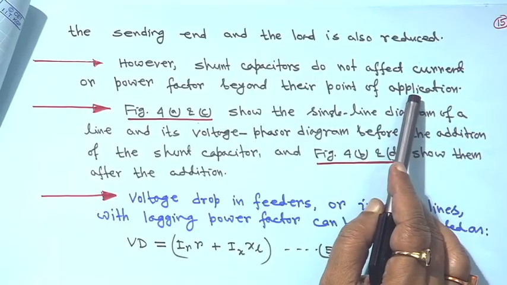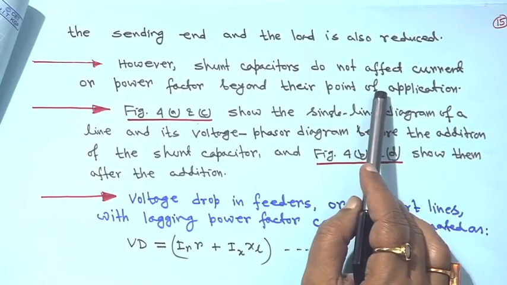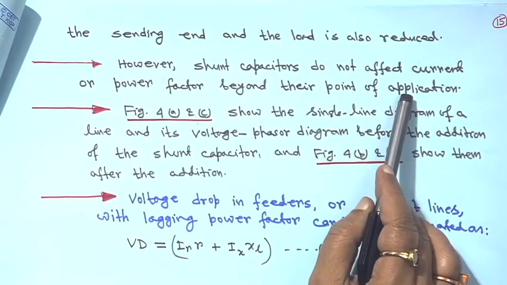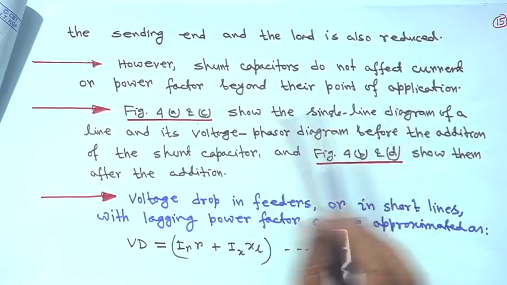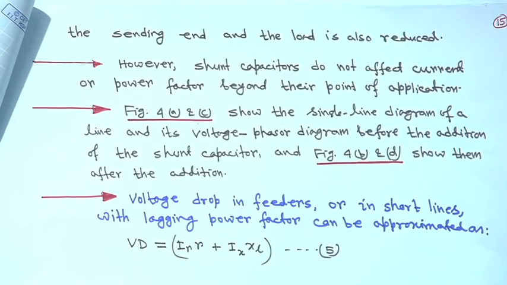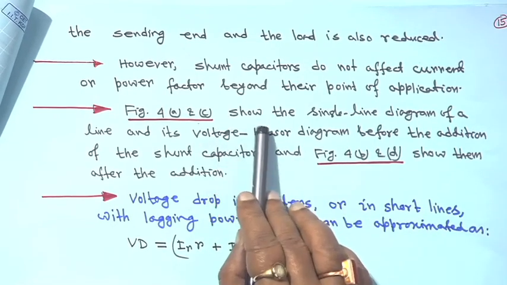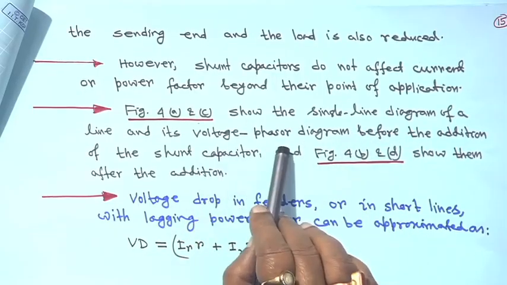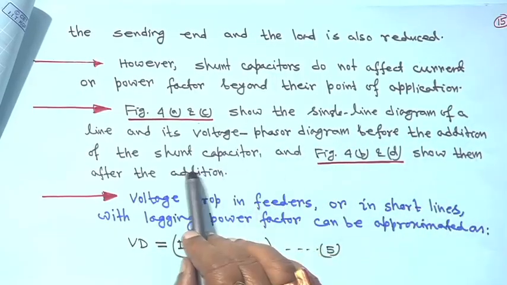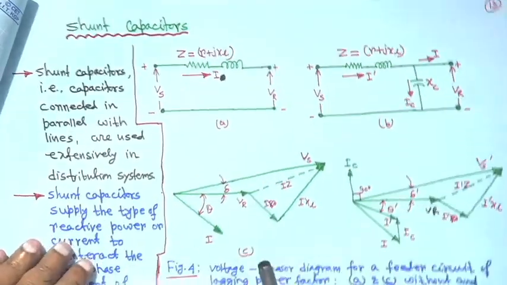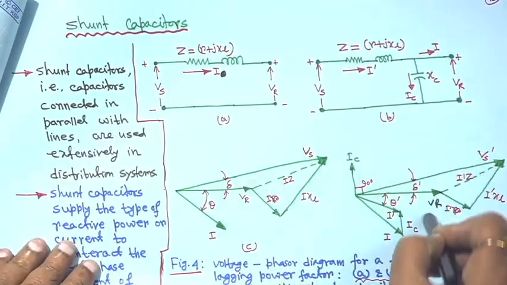I have explained this previously in the previous class: wherever the capacitor is connected, beyond that point it will not be affected; only a little bit of effect will be there due to the improvement of the voltage. Figure 4 A and C show the single line diagram of the line and the voltage phasor diagram before the addition of the shunt capacitor, and figure 4 B and D show them after. This is figure 4, this is A and C, this is B and D.